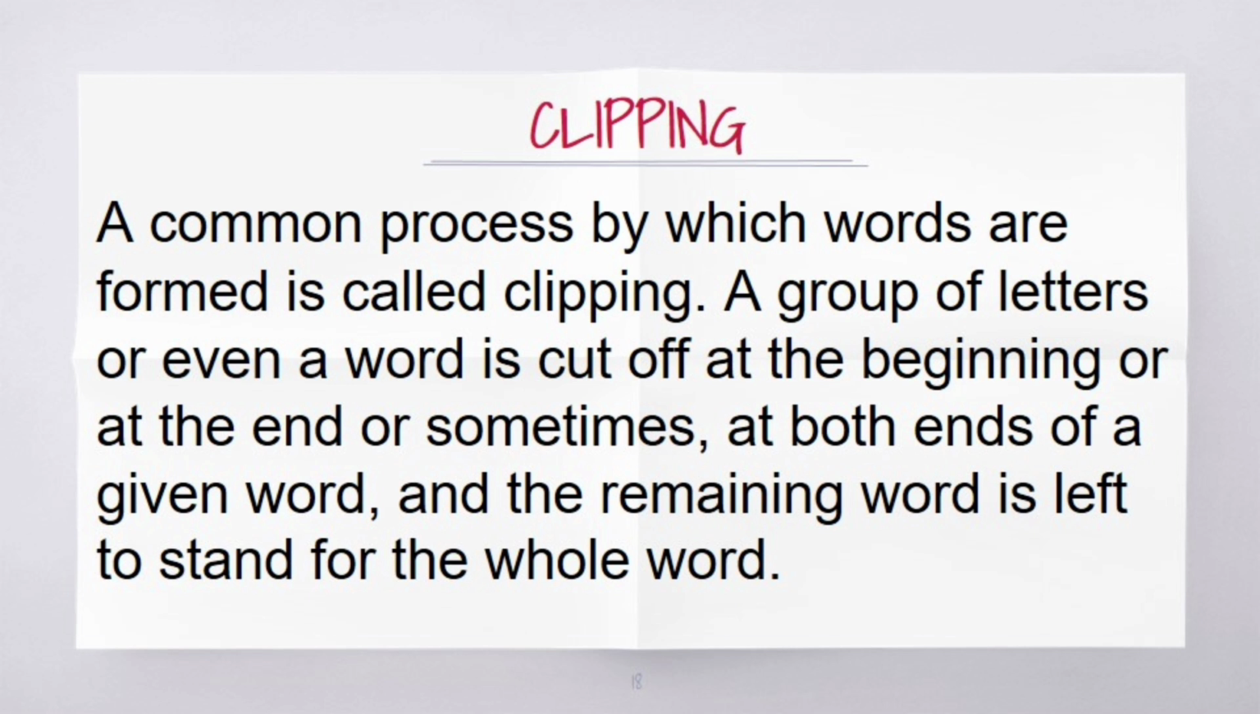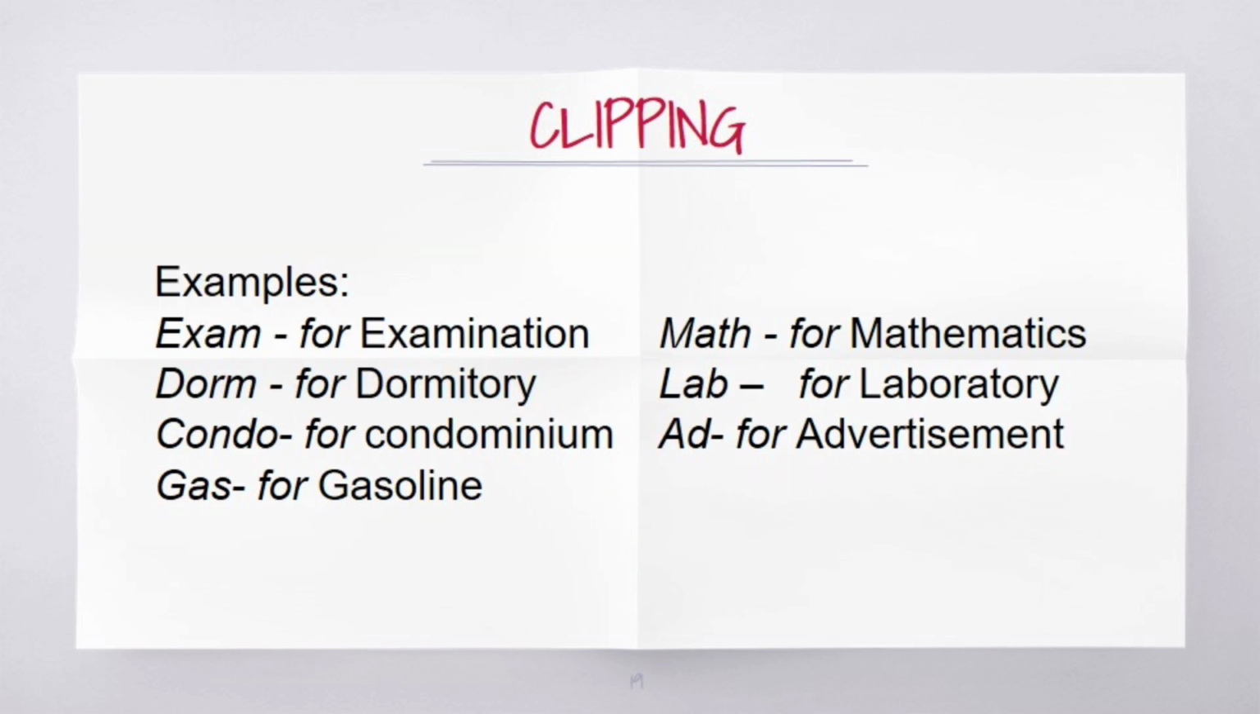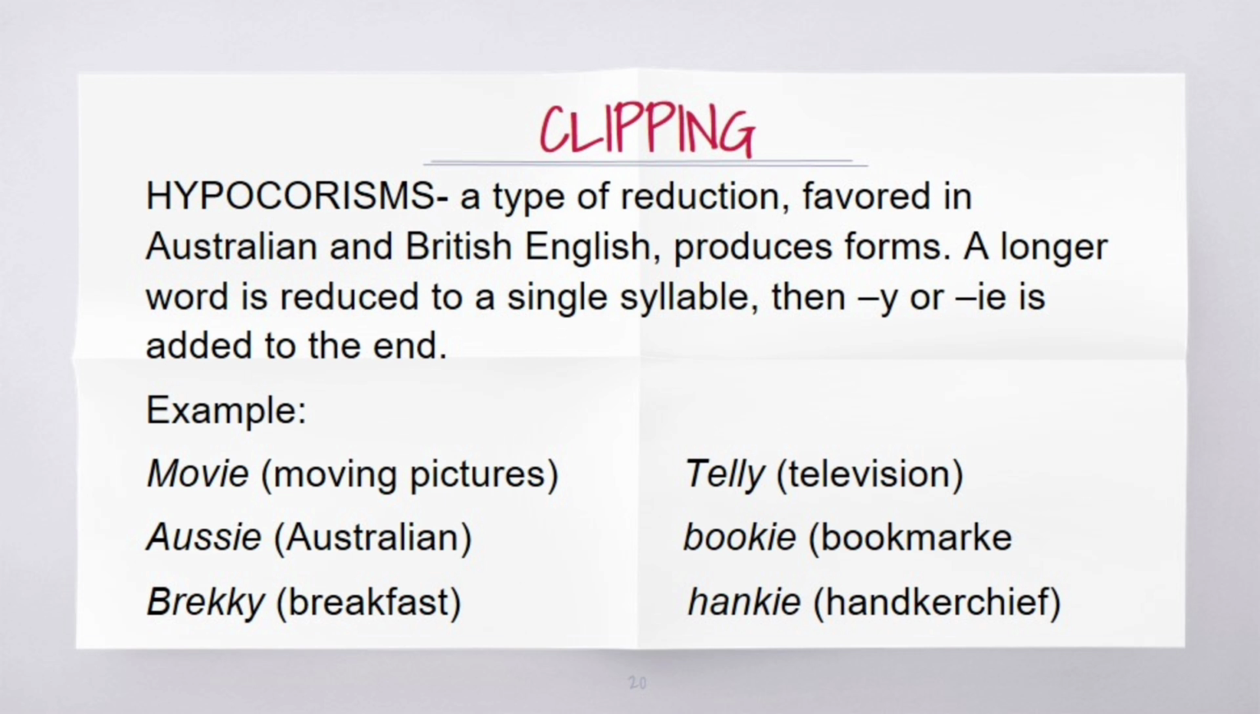Clipping. A common process by which words are formed is called clipping. A group of letters or even a word is cut off at the beginning or at the end or sometimes at both ends of a given word, and the remaining word is left to stand for the whole word. A clipped word is generally a noun or a name word. For example, exam for examination, math for mathematics, dorm for dormitory, lab for laboratory, condo for condominium, ad for advertisement, gas for gasoline.